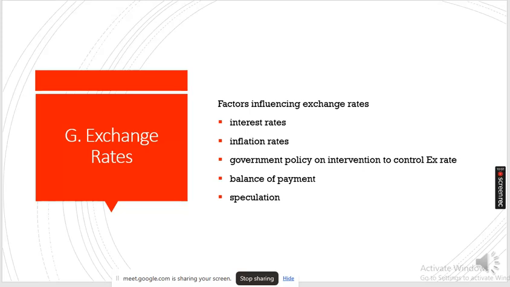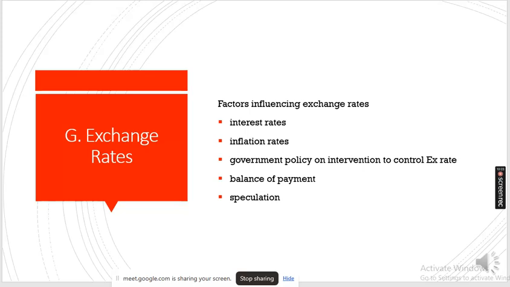Then balance of payments, to ensure balance of payments whereby we are controlling imports and exports. When you have more imports than exports, your currency is likely to lose value, compared to when you have more exports than imports.